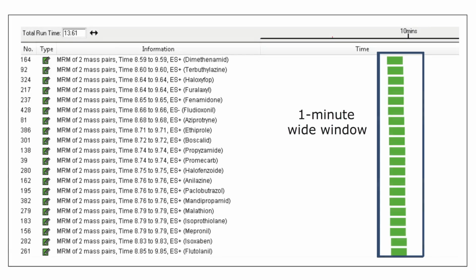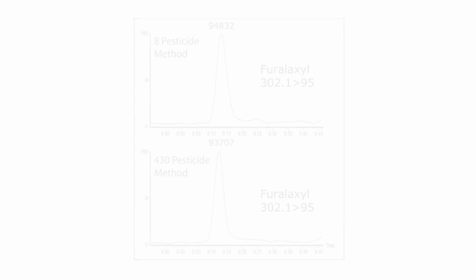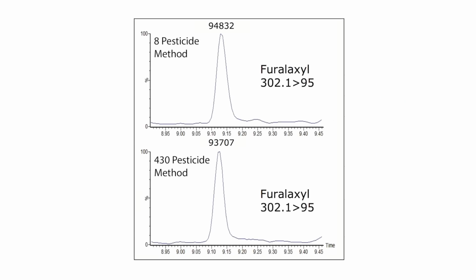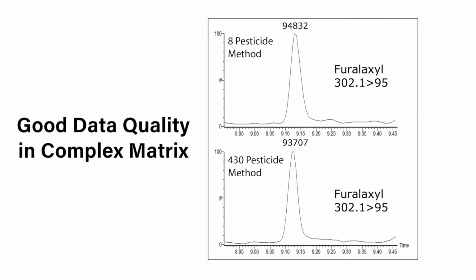The figure shown illustrates a portion of the more than 100 pesticides eluting between 9 and 10 minutes. Furalaxyl had an average peak width of 4.4 seconds and 10 data points across the peak for 3 replicates of the chili samples. Similar results, seen here, were observed for a second method containing 8 pesticides, where fewer transitions were monitored. So, despite the large number of compounds in our method, data quality wasn't compromised in the complex matrix.